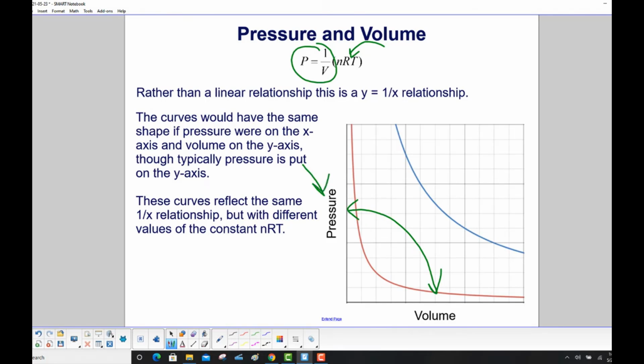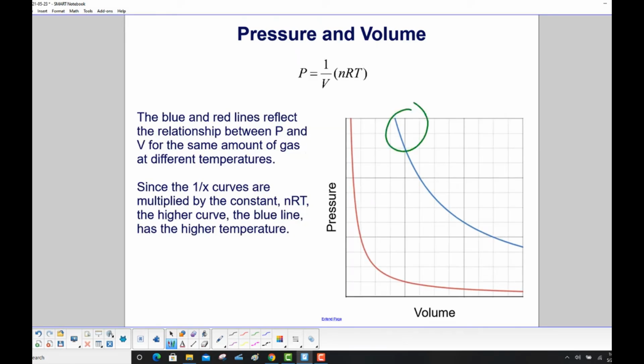It's a pressure-volume graph. The curves reflect the same 1 over x relationship, but with different values of the constant nRT. The blue and red lines reflect the relationship between P and V for the same amount of gas at different temperatures. Since the 1 over x curves are multiplied by the constant nRT, the higher curve, the blue line, has a higher temperature. This one right here, higher temperature.